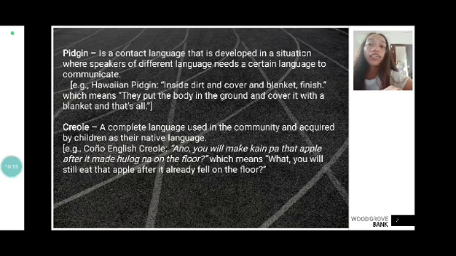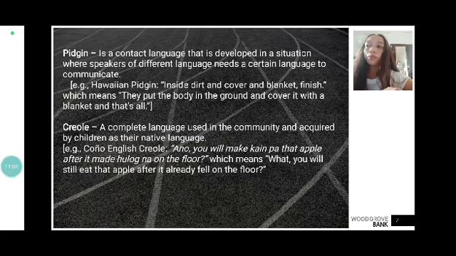For example, Hawaiian Pidgin: "inside dirt and cover and blanket, finished," which means they put the body in the ground and cover it with a blanket, and that's all. As you can see in the example, the vocabulary that is used is very limited, and also the usage of grammatical rules is being reduced. The word dirt there refers to the ground. We have to take note that Pidgin is a contact language for speakers with different languages. It is a bridge for communication that has limited vocabulary, so it is developed just for the means of communication.